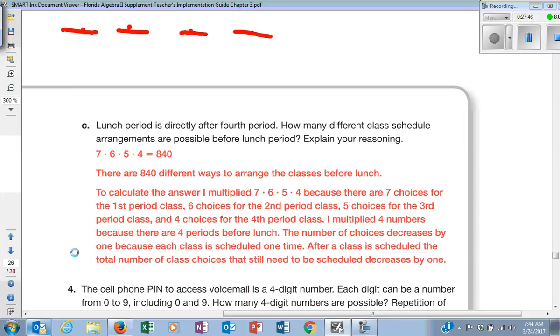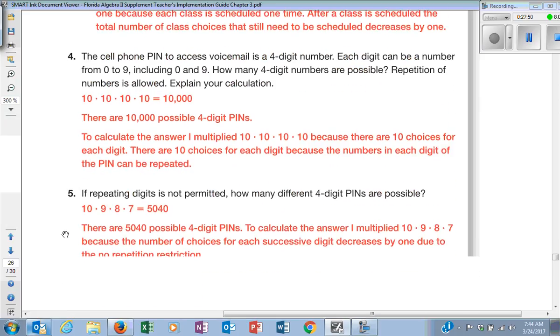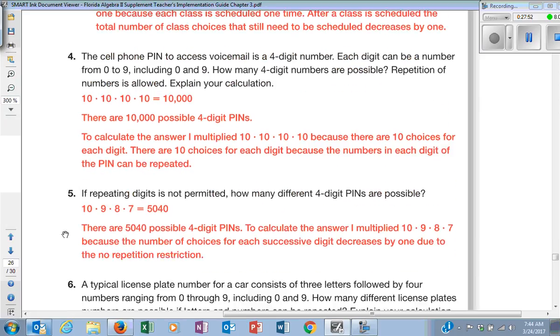840 different ways. Do we understand this counting principle? Okay. Cell phone PIN access is a 4-digit. Each digit can be from 0 to 9, including 0 and 9. Now that is definitely tricky. How many numbers are from 0 to 9? 10. Why is it tricky?